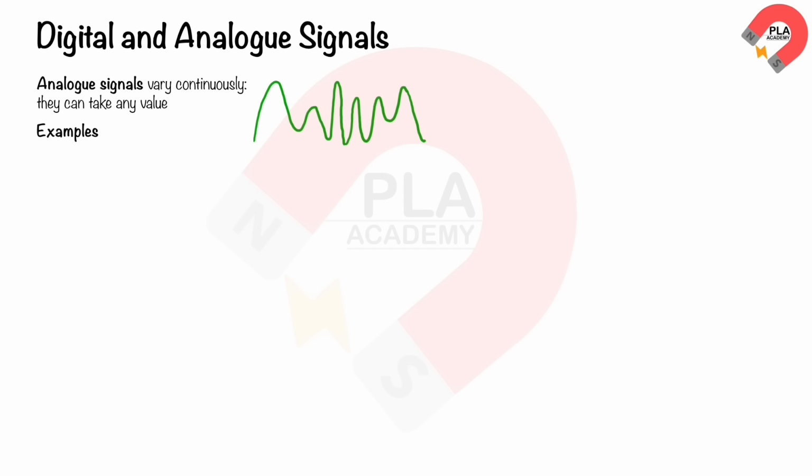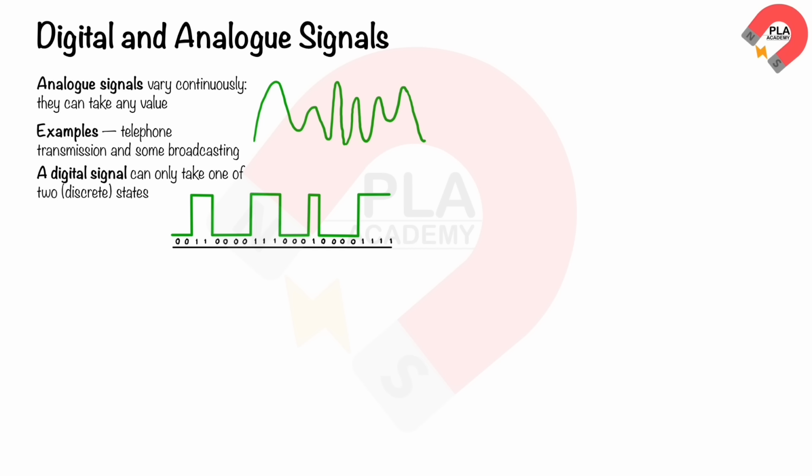Digital and analog signal. Analog signals vary continuously, they can take any value. Examples of analog technology include telephone transmission and some broadcasting. A digital signal can only take one of two discrete states. These are usually referred to as 1 and 0, high and low, or on and off.